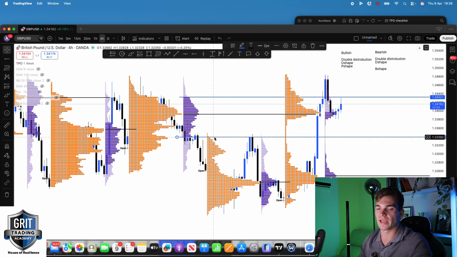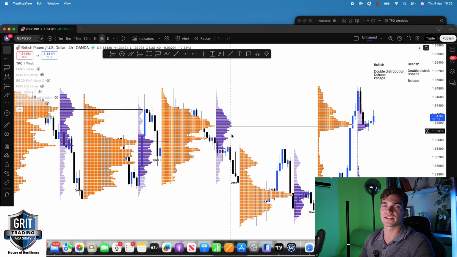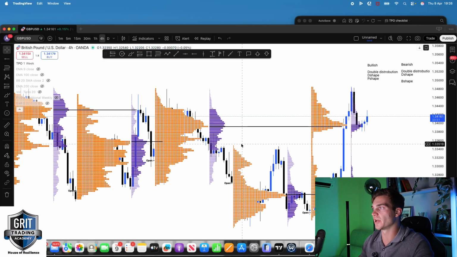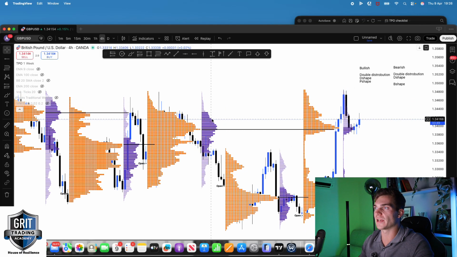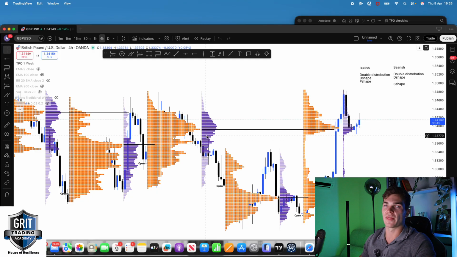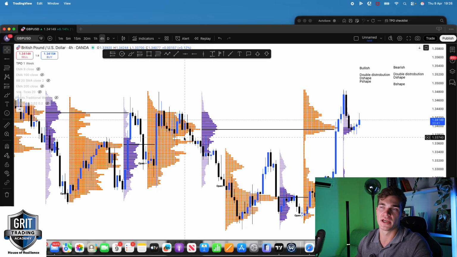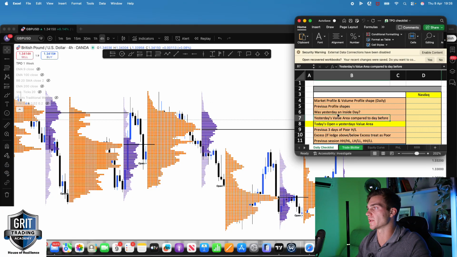So you're looking at the previous week. Has it shifted up? Has it shifted down? Sometimes you will find that the value area is contained inside the previous value area, and that simply just goes down as a 0. The value area hasn't shifted, so you don't need to give it a point. So that goes in here. You can mark that down as +1, -1, or you can mark it down as 0.